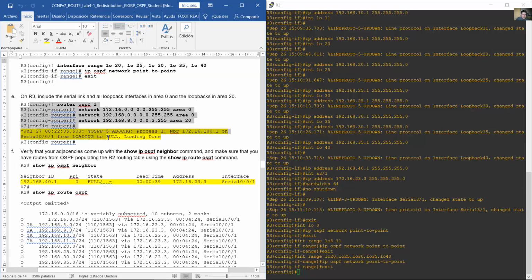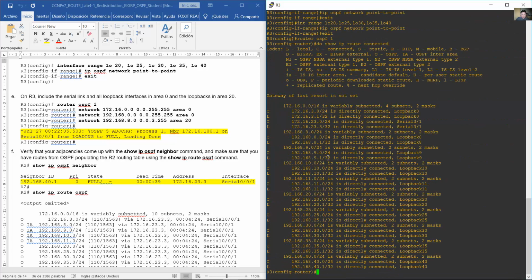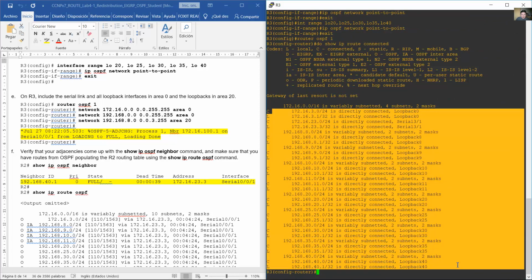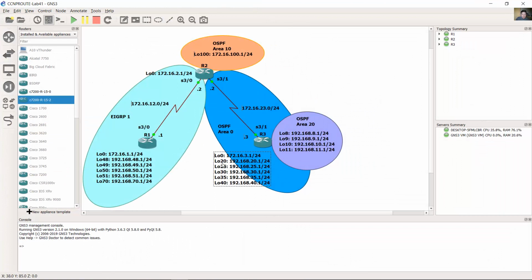Now configure OSPF, process ID 1, router OSPF 1, to show IP route connected. These are all directly connected networks on R3, but configure on the appropriate area. Loopback 0, 20, 25, 30, 35, and 40 placed on area 0, and loopback 8, 9, 10, and 11 on area 20. Remember that.